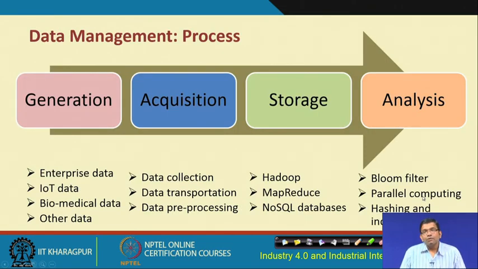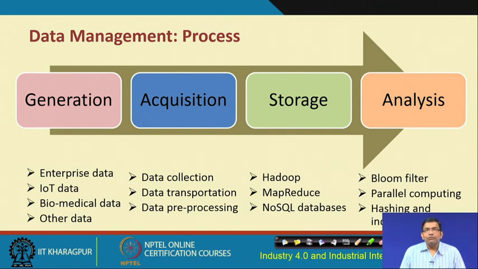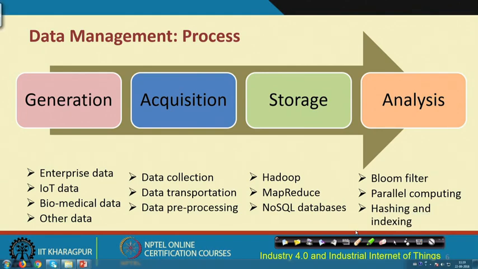So, this is the overall process of data management. It starts with the generation of the data, then acquisition of the data, that means getting the data, storing the data, and thereafter analyzing the data. For each of these four steps in the data management process, the corresponding attributes and characteristics are mentioned. The only thing that I would like to highlight are two things. Number one is storage. Storage is very crucial over here.